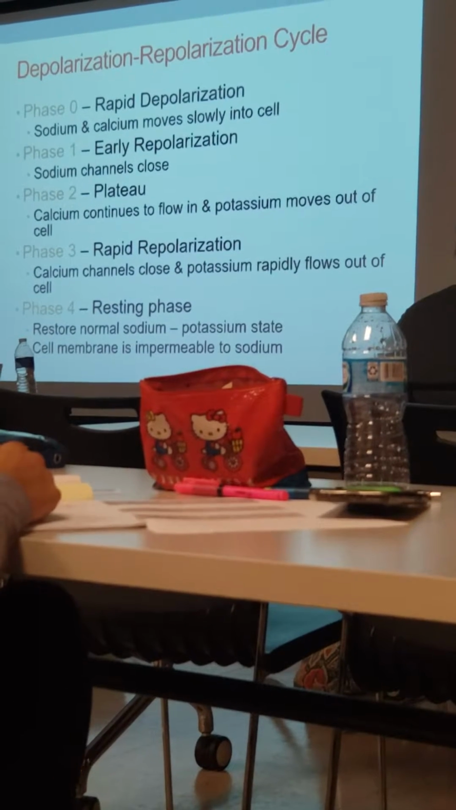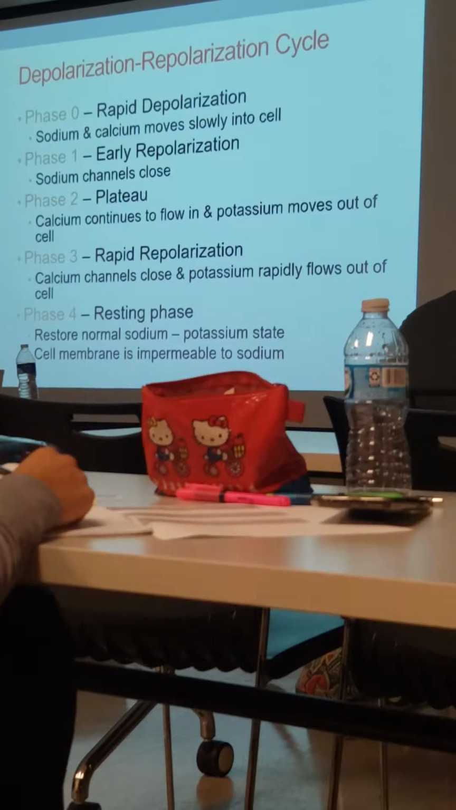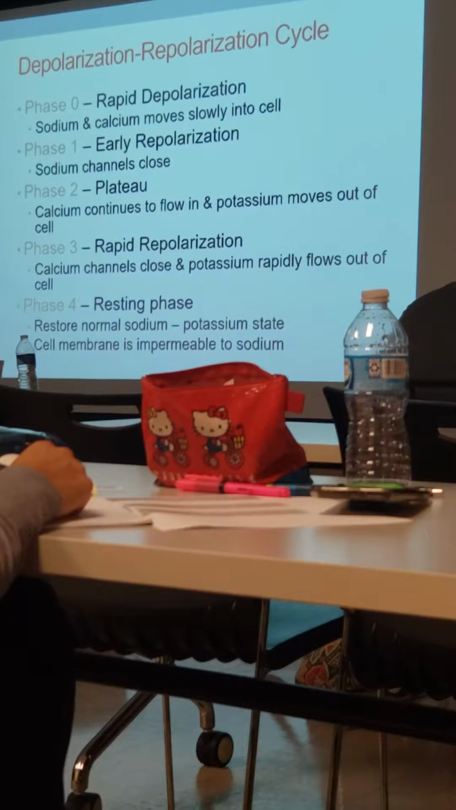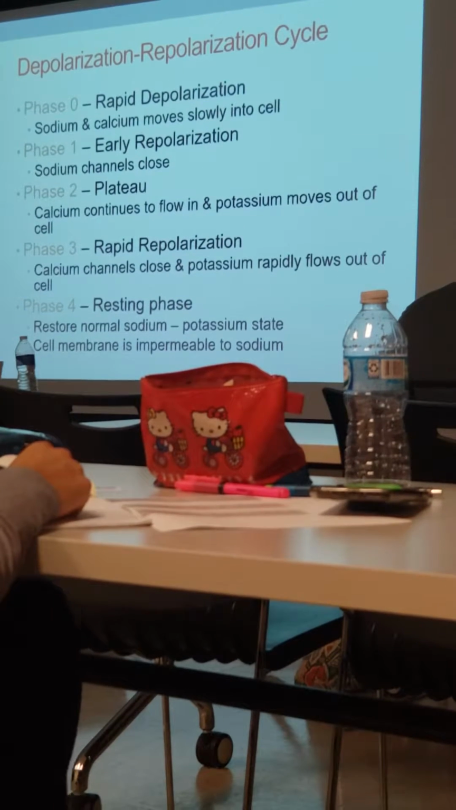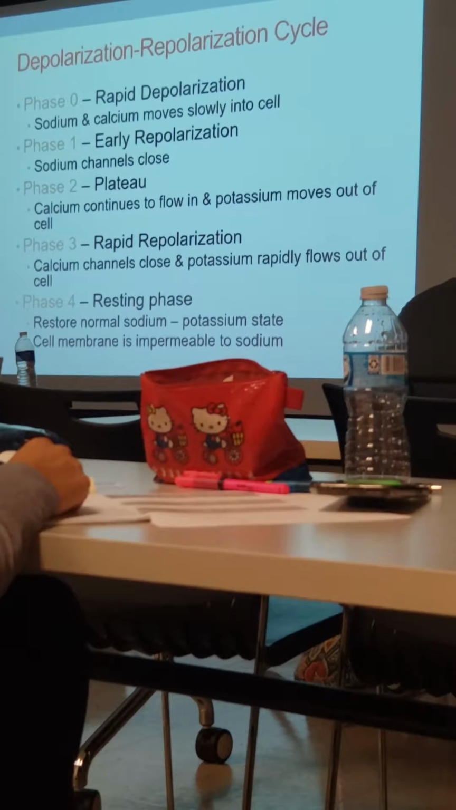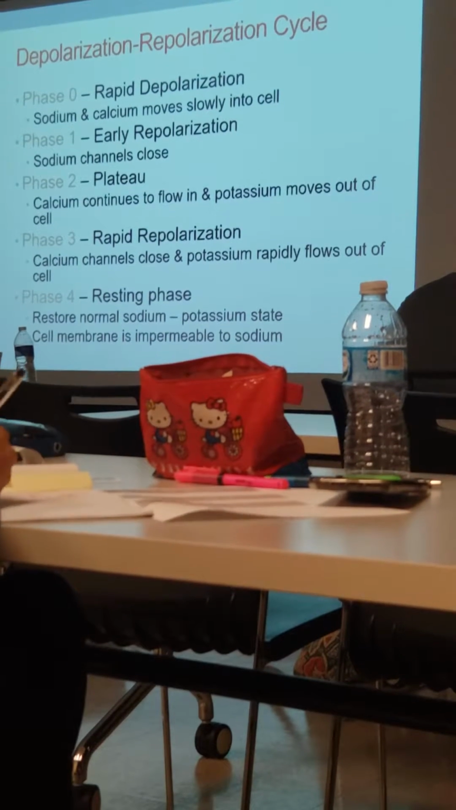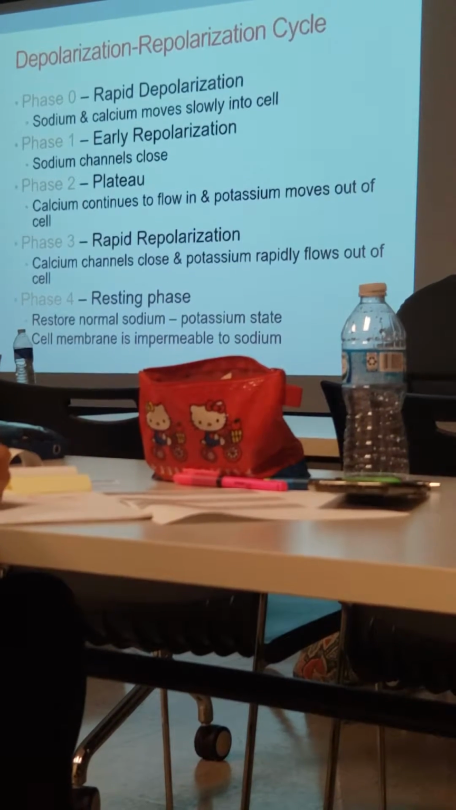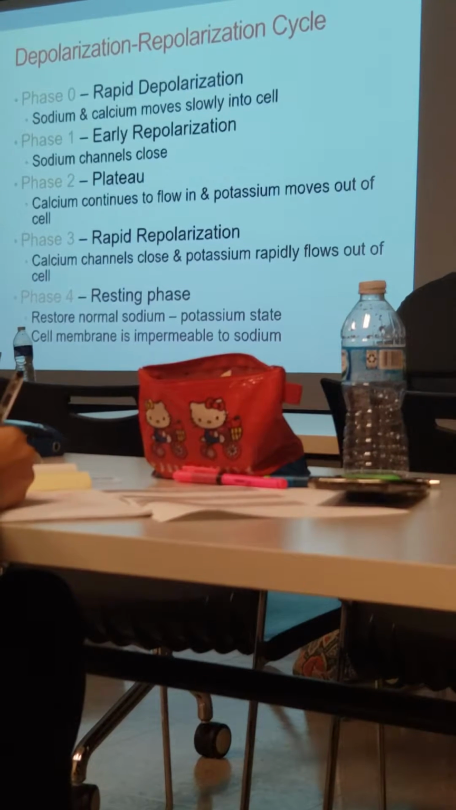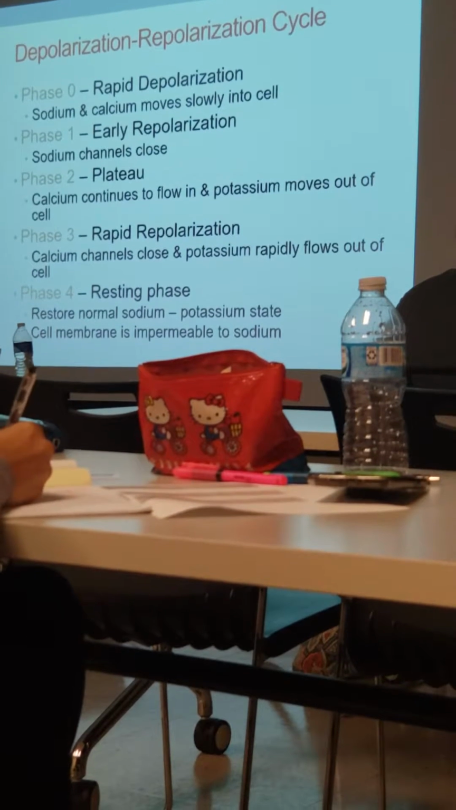Phase 2 is that plateau. That is where the calcium was flowing in to allow the slide to occur. Potassium is being pushed out. Phase 3, which is the rapid repolarization, the calcium channels are going to close. Potassium is rapidly flowing out of the cell at that point. And then phase 4 is rest.